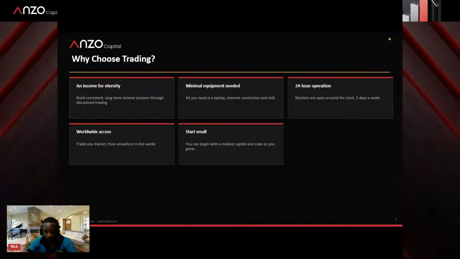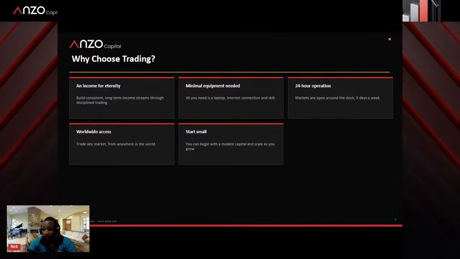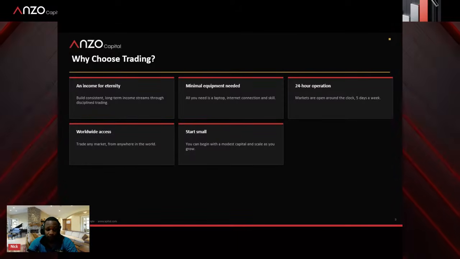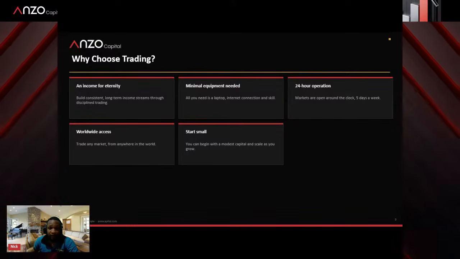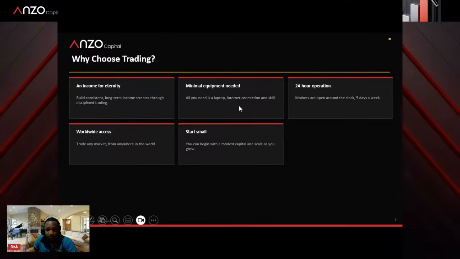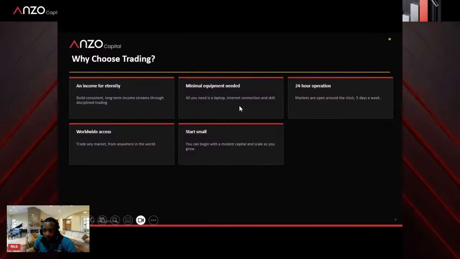So it's very hard. Nobody should tell you that they don't lose a trade. That would be a lie. But someone can tell you that they don't lose an account, which is very true. The minimum equipment needed, basically all you need is a laptop, an internet connection, and the skill. The important bit is the skill bit. The skill is very important.